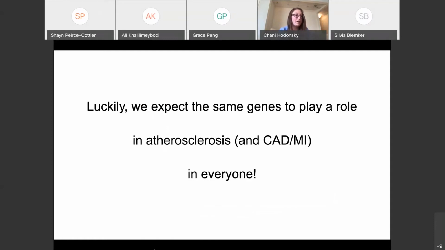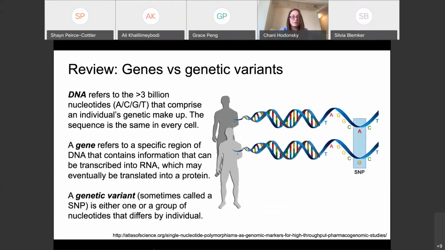So just a quick reminder for people who aren't as familiar with this as I am, DNA refers to the nucleotides that comprise one individual's genetic makeup. The sequence is the same in every cell within one individual person. And a gene refers to a region of the genome that contains information that might be transcribed into RNA and eventually a protein.